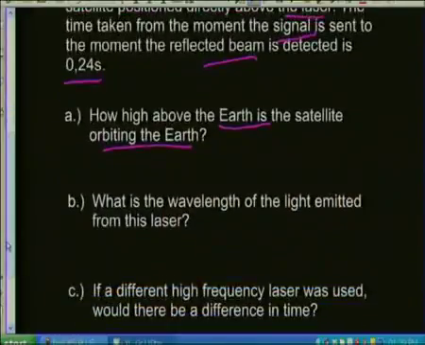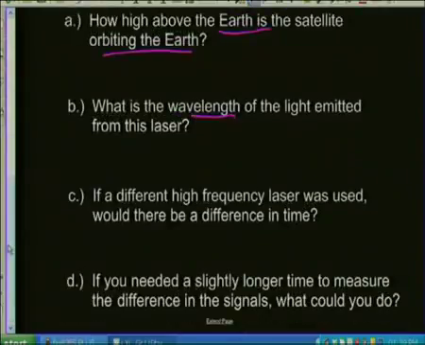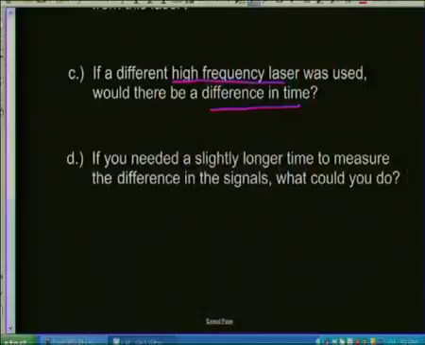Before we carry on and do that calculation, let's just make sure we've got the other parts to the question sorted and that we can be thinking about them. So then it says, what is the wavelength of the light emitted? And the next one, if a different high-frequency laser was used, would there be a difference in time? That's an interesting idea. Perhaps we can explore that a little later as we come to it. And then, if you needed a slightly longer time to measure the difference in signals, what could you do? Frequency of the light that's produced.